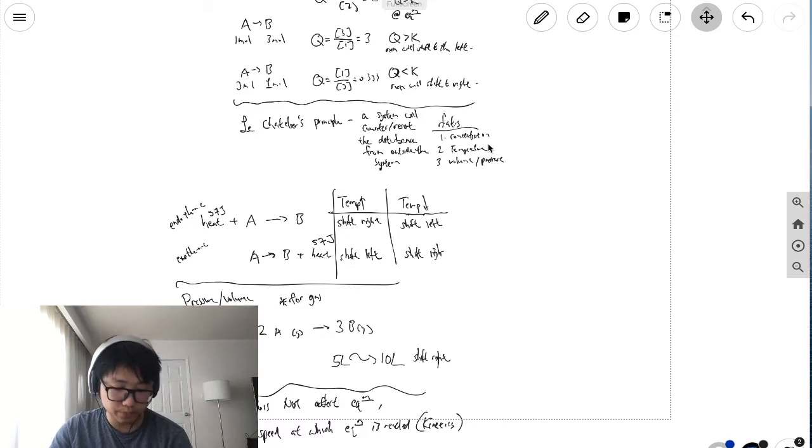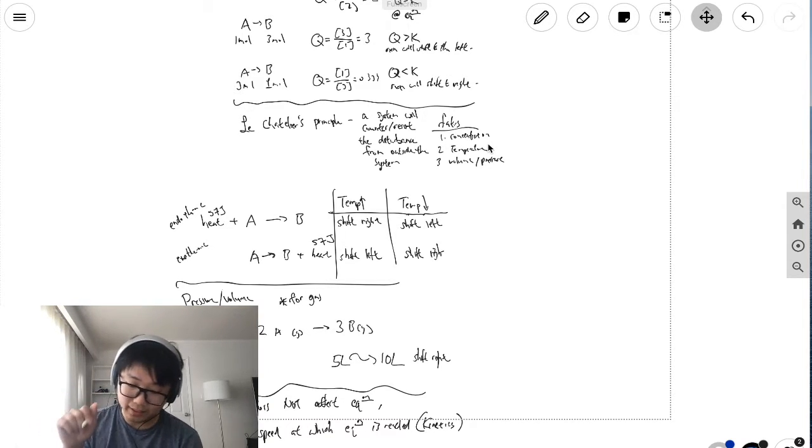And for temperature, you're basically going to write heat into the equation. When you increase the temperature, you're trying to counteract it by moving to the side with no heat. And if you're lowering temperature, you want to go to the side with the heat. And then the last thing we said was the volume and pressure thing.